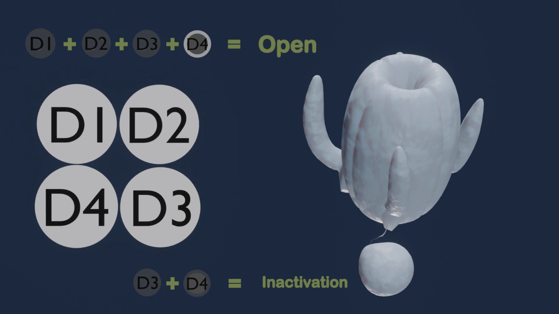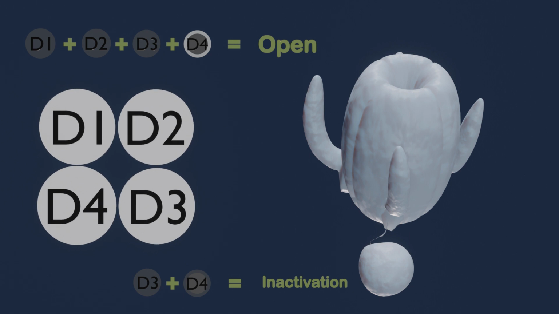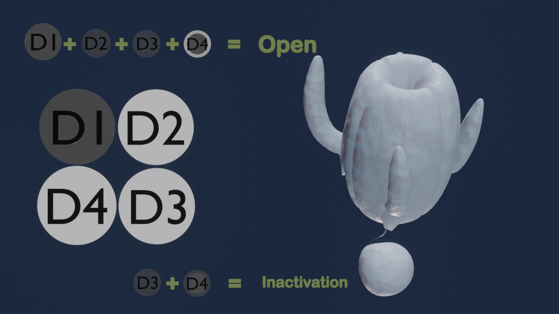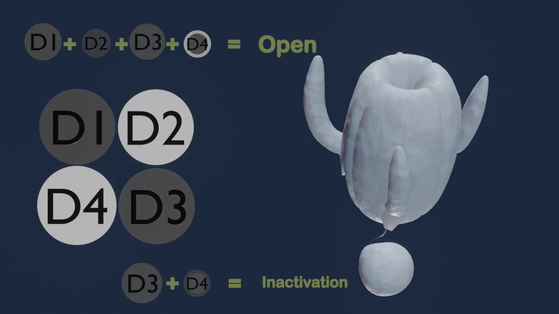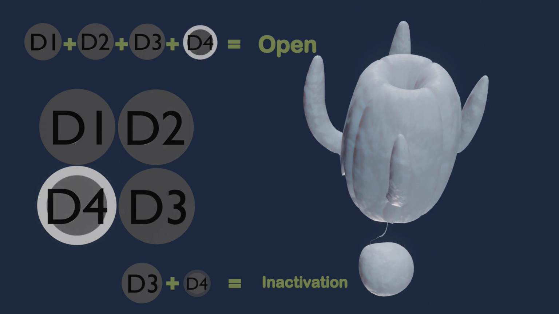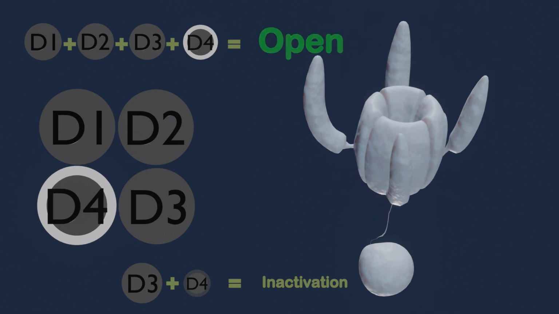Initially, all four domains are deactivated, meaning that their S4 regions are at rest. On depolarization, the most likely sequence of transitions is as follows. First, D1 is activated. Then D3 is activated. Next, D2 is activated. The fourth step is the partial activation of D4. This last step brings the channel to the open state, allowing ion conduction to take place.